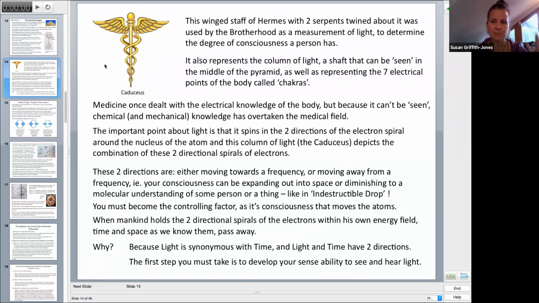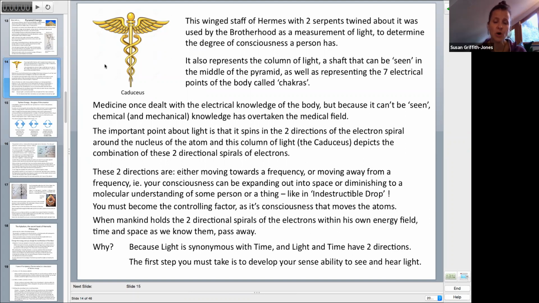So in that sense, perception is perceiving and it is creating at the same time the appearance around you. Now this is depicted in my new picture, the indestructible drop. You must become the controlling factor, as it's consciousness alone that moves the atoms that contain the electrons, etc.